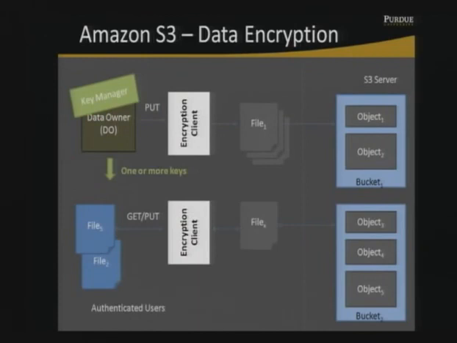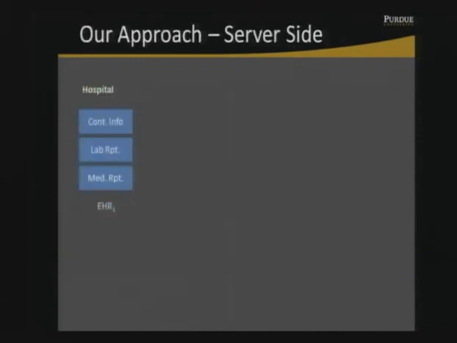So what we need is a multi-user solution where the data owner, for example the hospital, will do all the key management, and users will transparently read and write data. Let me show you the flow of how the data is organized. For example, let's say we want to encrypt these hospital records and upload them to the Amazon S3 cloud.